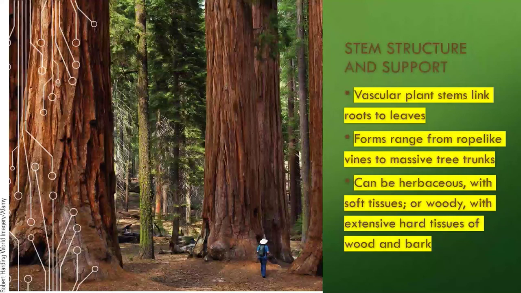If they're more soft, we refer to those as herbaceous plants. You can bend the stem and it won't have a lot of resistance. It'll bounce back. Or they can be woody with very hard tissues and bark. That's like our trees, and that's where we get our wood from.